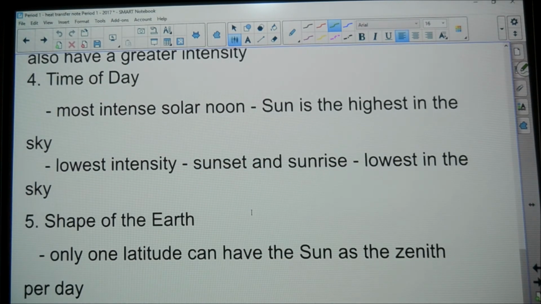Shape of the Earth. Because of the shape of the Earth, we get that curvature. There's only one latitude that can have the sun at zenith per day. So with that one, we talked it's oscillating between 23.5 degrees south latitude on December 21st to 23.5 degrees north latitude on June 21st. So in between those, it's where it's going to have the most intensity for each particular day of the year.